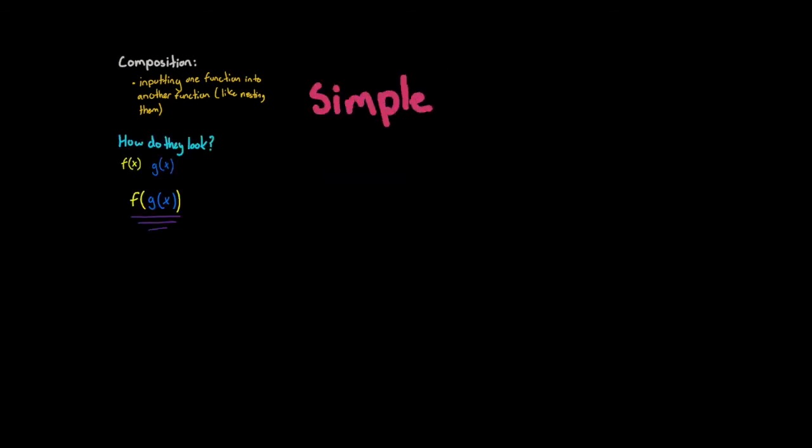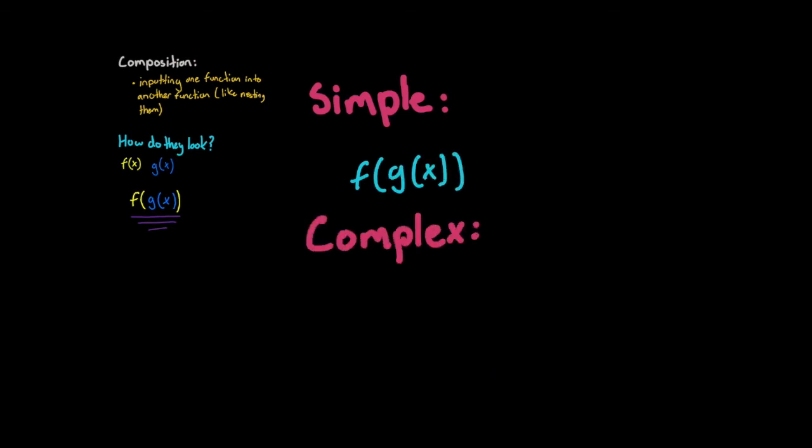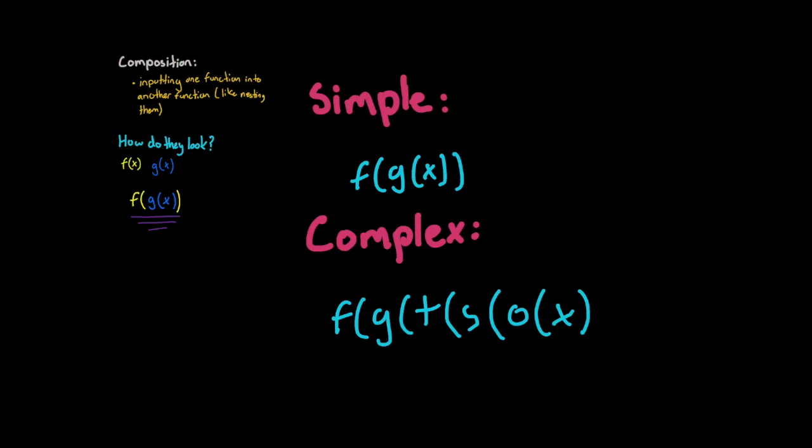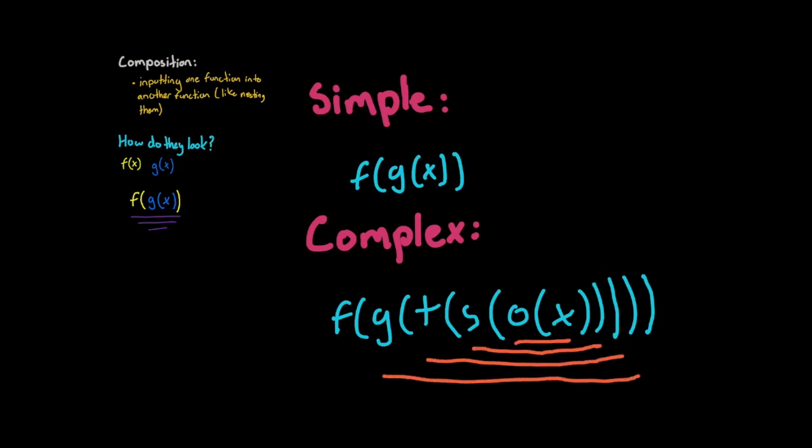The thing about composite functions is that they can be simple or complex. Simple composite functions, for example, have two composed functions, f of j of x. More complex functions can be nested, and there can be really an infinite amount of them. For example, there can be a really complex composite function called f of j of g of t of s of o of x, and so on and so forth.